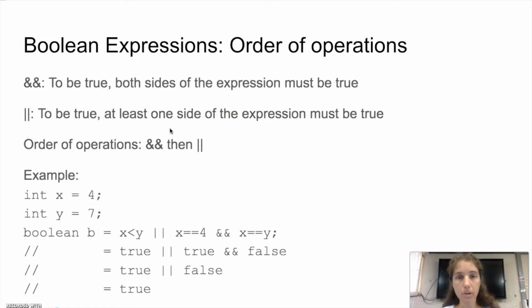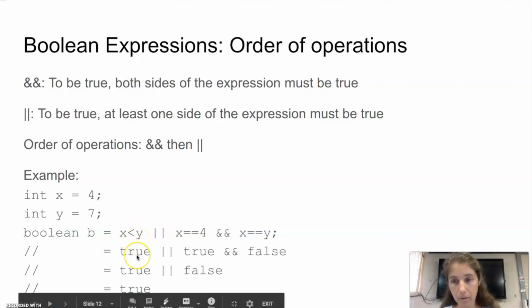So going deeper into our order of operations. AND takes precedence over OR. So we do all the ANDs in a Boolean expression first, and then we go back and do the ORs. So in our example here, we have integers x and y, and then we set our Boolean b to have the value of this compound Boolean expression. So we're going to go through and first we evaluate our comparisons. So we have to evaluate, is x less than y? That is true. We're going to leave our OR alone for now.